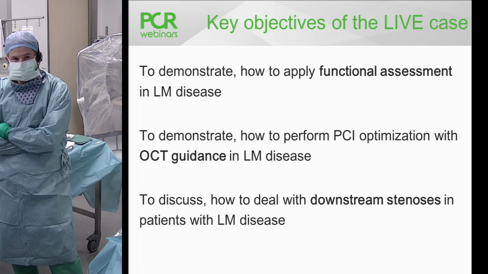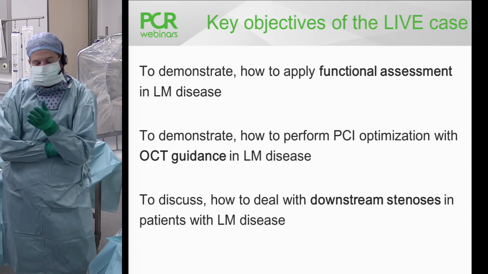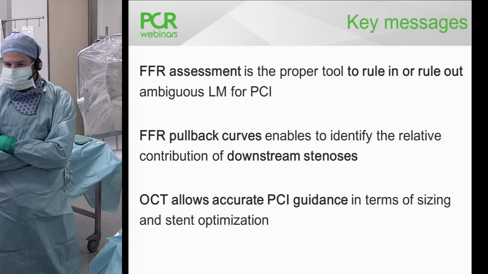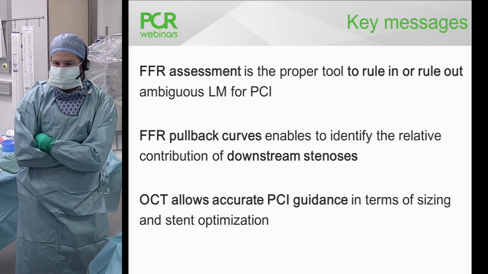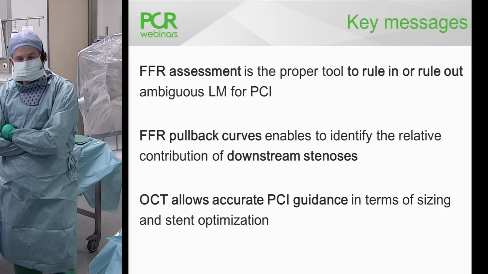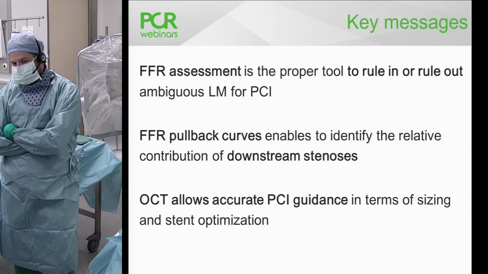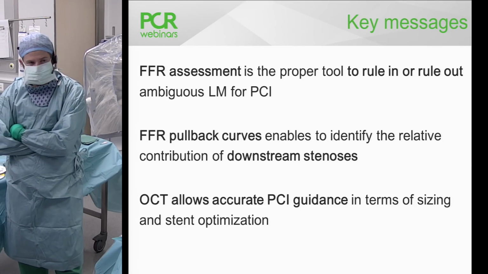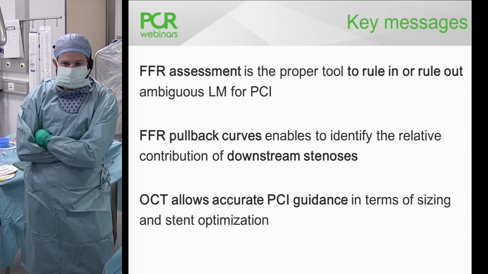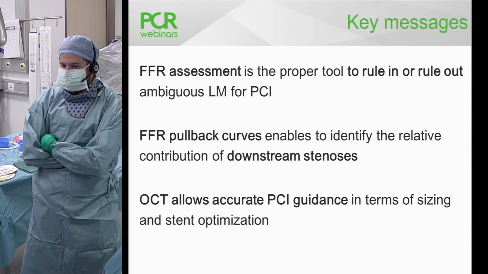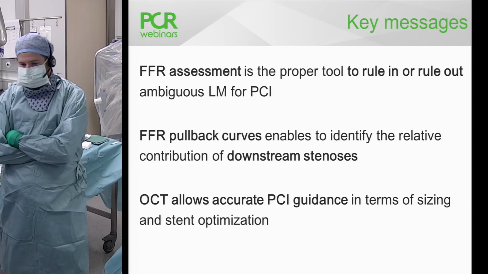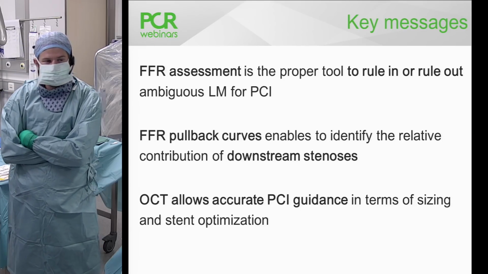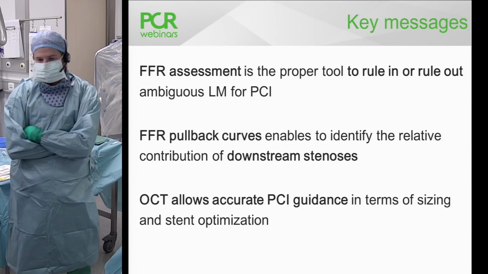Accordingly, I think we have some key messages. We managed to show you how to use FFR assessment as a tool to rule in or rule out ambiguous left mains for PCI, how to use FFR pullback curves to identify the relative contribution of downstream stenosis, and how OCT allows accurate PCI guidance in terms of sizing and stent optimization.